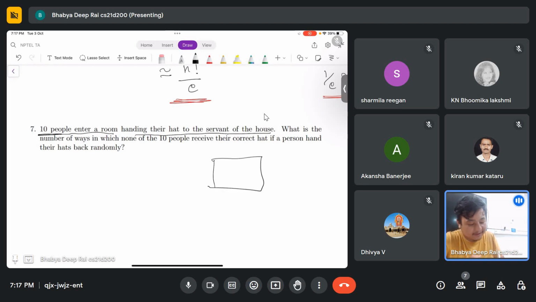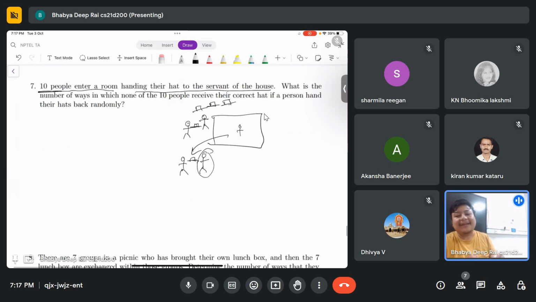So the people actually give their hats to the hat person. This person collects all the hats, so he has a huge collection of hats. They enter this room. While going out, this other person gives them the hat back. But this person is almost blind. He just gives them out randomly, not looking at which hat belongs to whom.